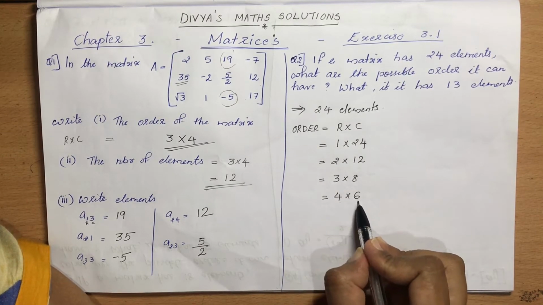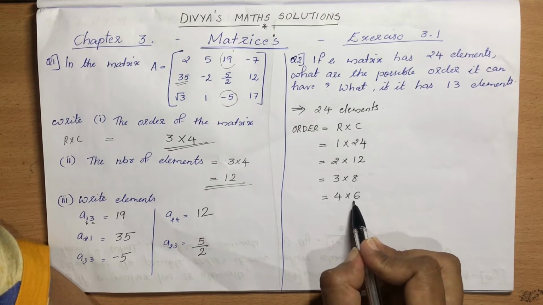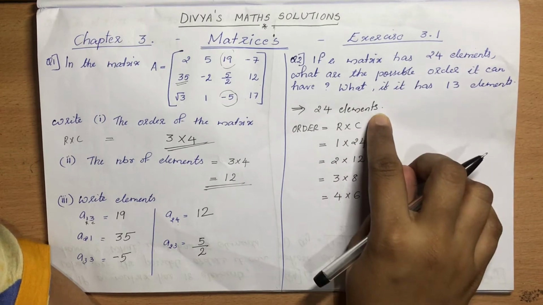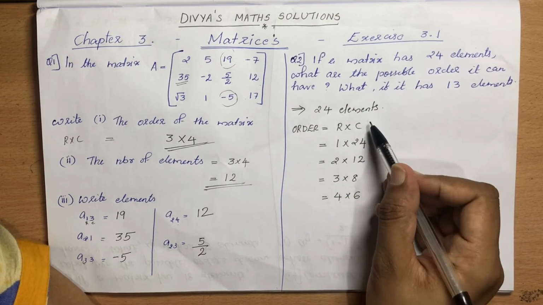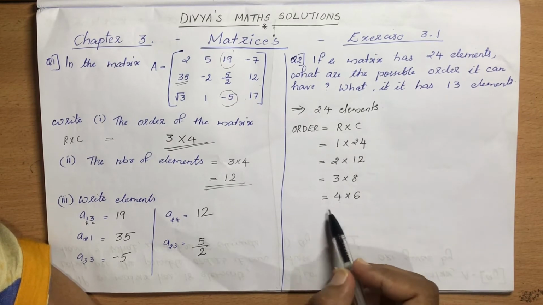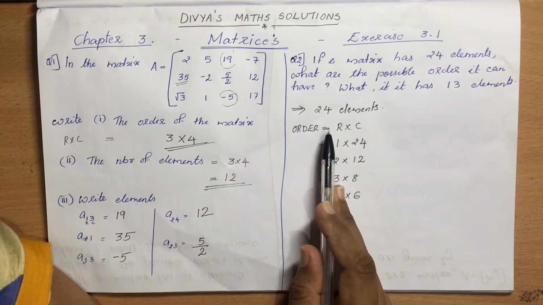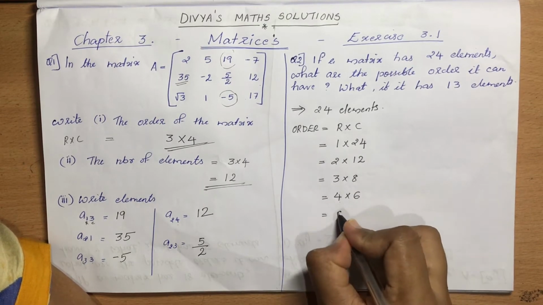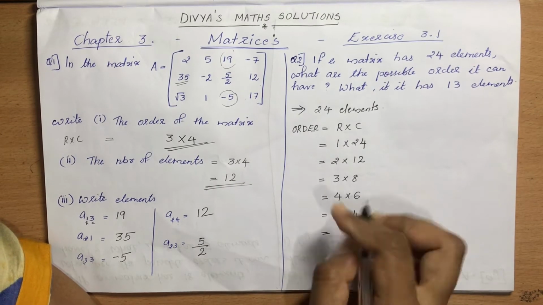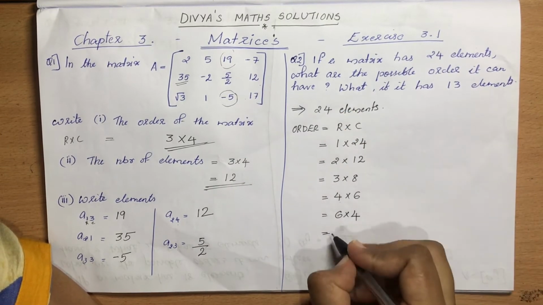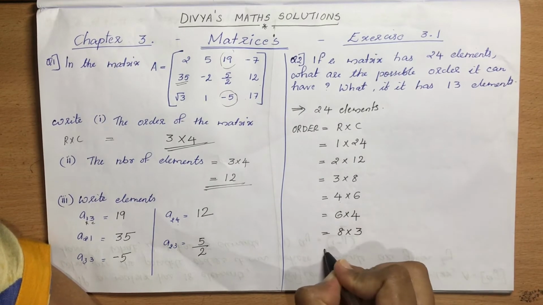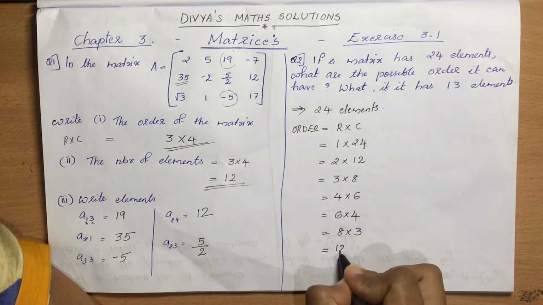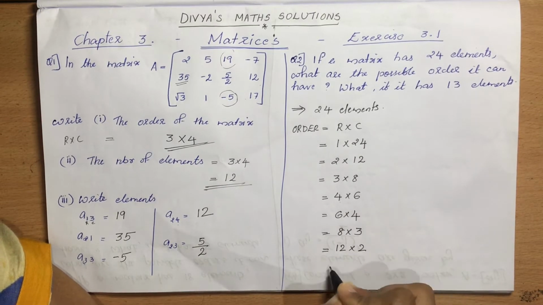Number of rows 4, columns 6, 4 by 6. 4 into 6 is also 24. That means row by column gives the number of elements. When you multiply row by column, we get the number of elements, right? So 4 into 6. Next, 5 into anything is 24? No, right. Again 6. That means just the reverse: 6 by 4. Again 7. With 7 it is not possible. 8 threes are 24. Next, with 9 it is not possible, 11 is not possible. 12 is possible: 12 twos are 24.